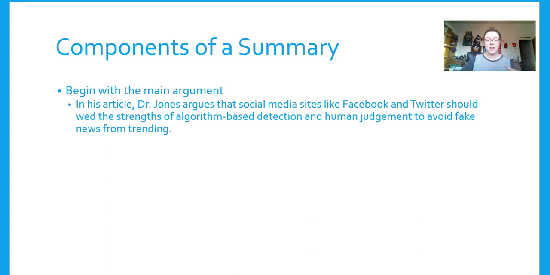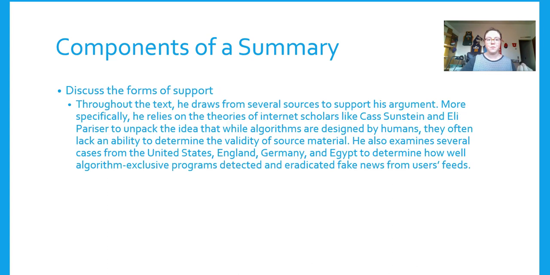After you have summed that up in a sentence or two, you then want to discuss the forms of support. So throughout the text, he draws from several sources to support his argument. More specifically, he relies on the theories of internet scholars like Cass Sunstein and Eli Pariser to unpack the idea that while algorithms are designed by humans, they often lack an ability to determine the validity of source material. He also examined several cases from the United States, England, Germany, and Egypt to determine how well algorithm-exclusive programs detected and eradicated fake news from users' feeds.